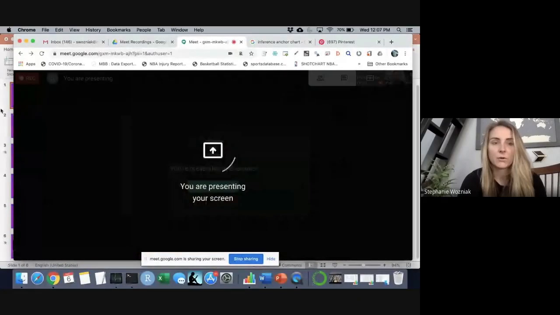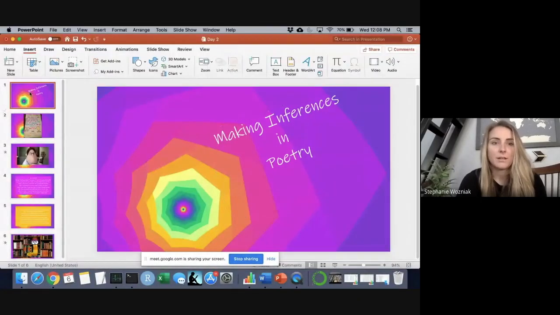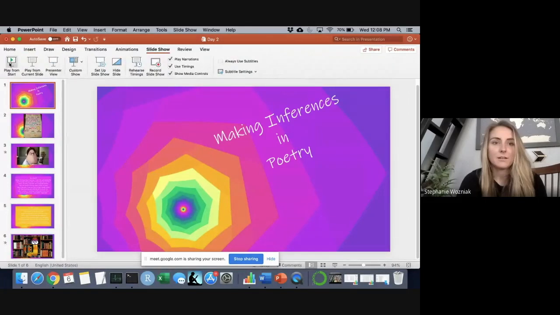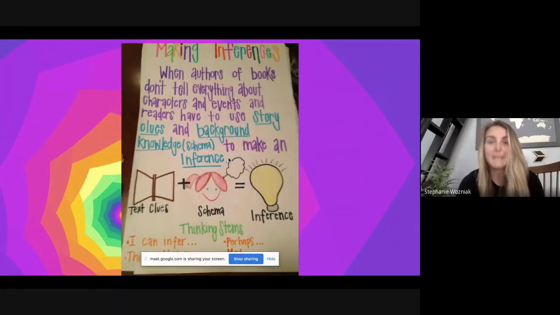So we're going to get started right away. I'm going to share my screen. Again, you don't need anything except to focus on the screen in front of you. So let's go ahead and share. So again, we're doing making inferences in poetry. And just to review, let's take a look at this anchor chart.